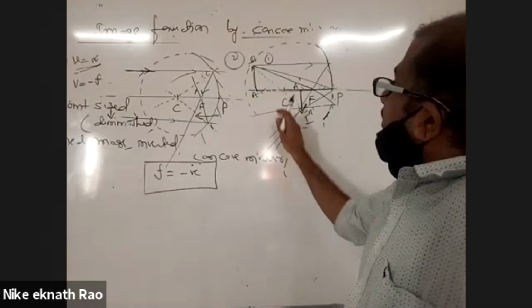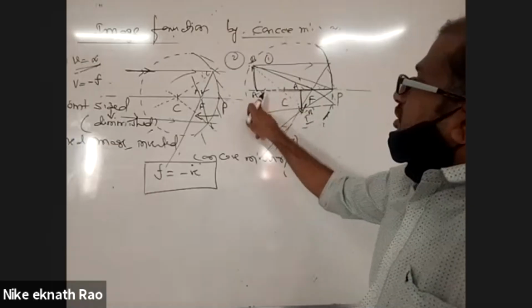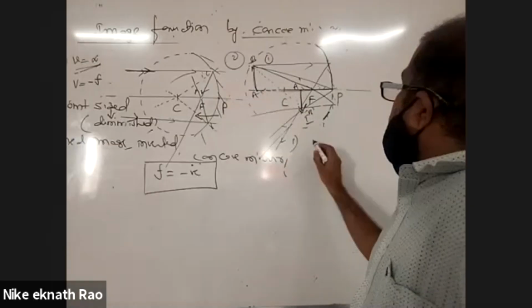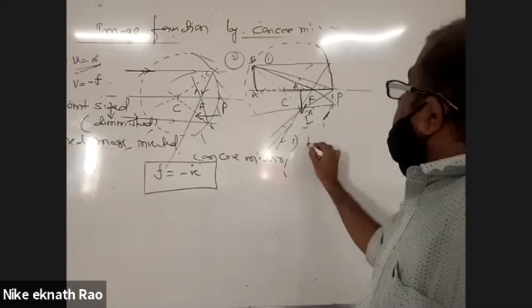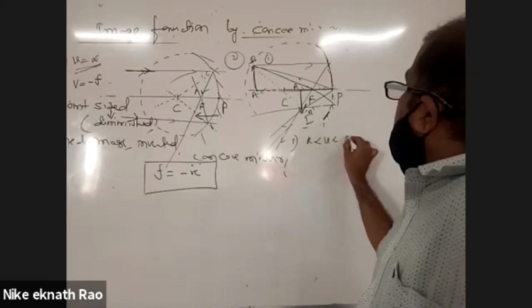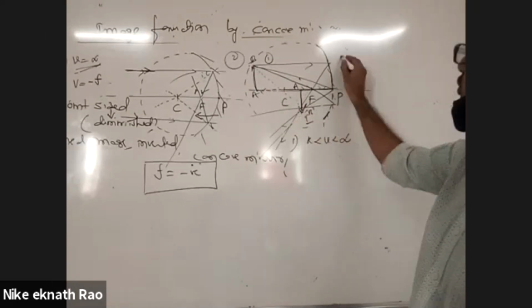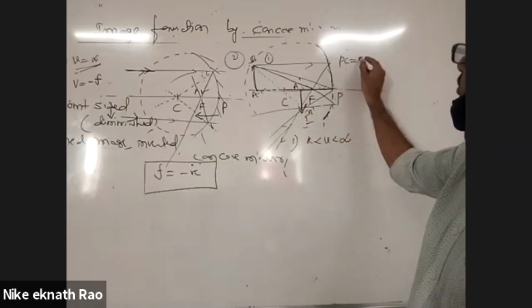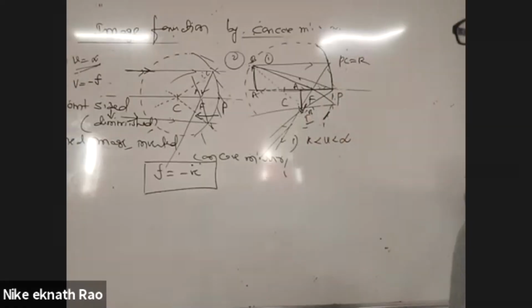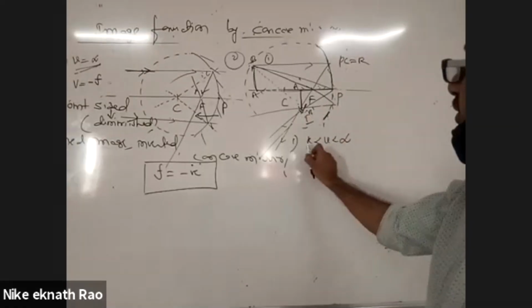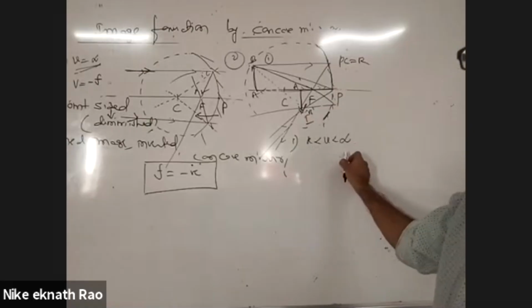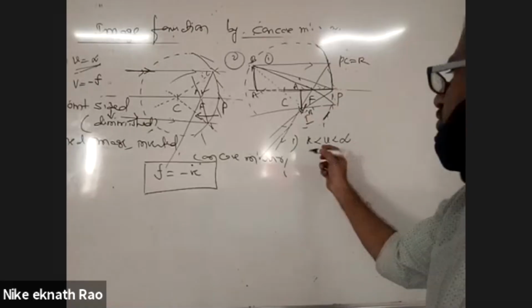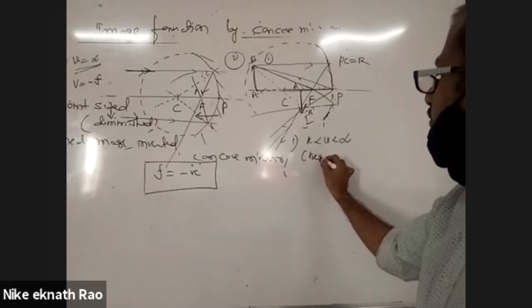So, first point. If the object distance is lying behind the center of curvature, this is infinity. So object distances are less than U, less than infinity. PC is called the center of curvature. PC is the radius of curvature distance. The object is lying between R and infinity, behind C.